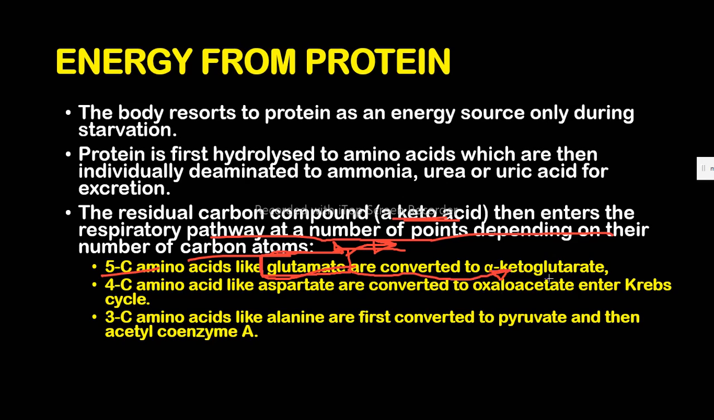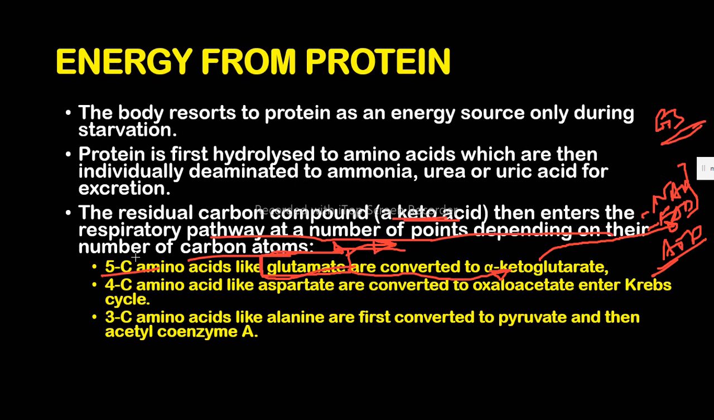And when you form alpha ketoglutarate, you proceed with the Krebs cycle and you produce the NADH, and you produce the FADH2 and the ATP. And the NAD and FAD, they will be taken to where? To the ETS, for further oxidation.